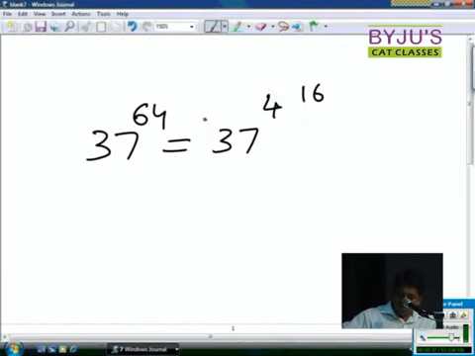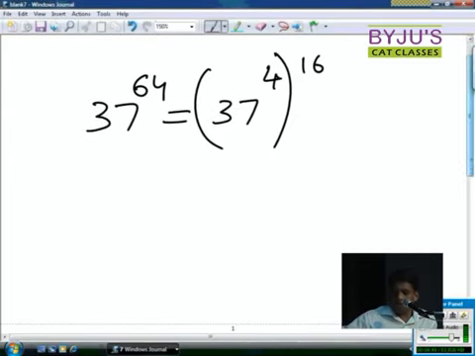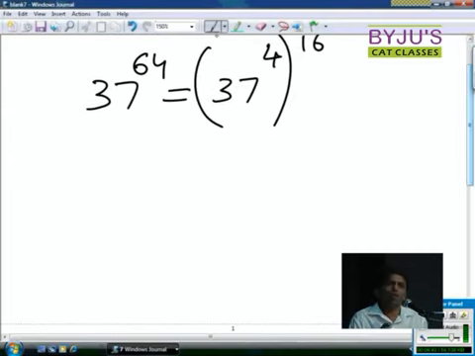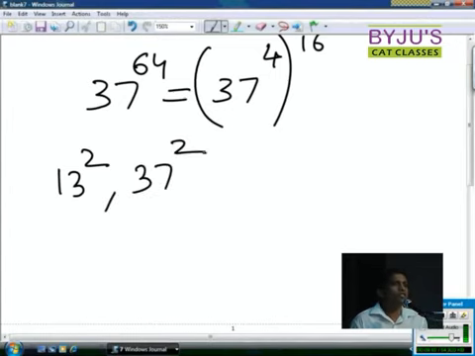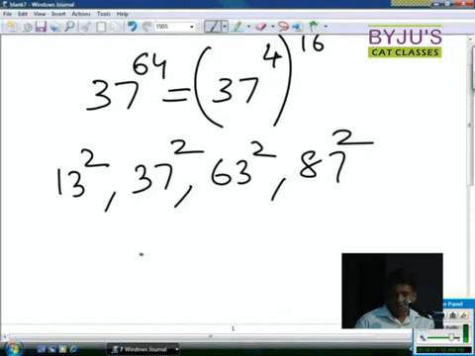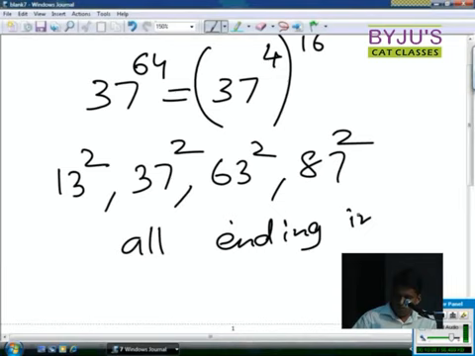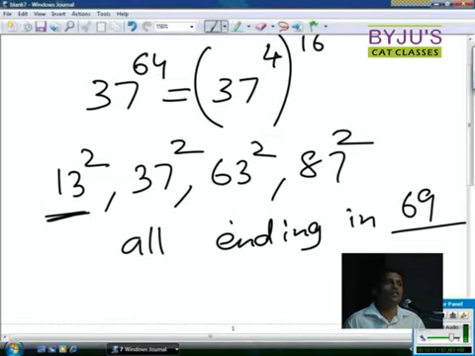Right? What is that method? 37 square. So by using squares, this is one application. If you know squares of numbers up to 100, that's enough. Not more than that. Why? The reason is, I can write it this way. 13 square, this is another pattern, but again, very easy to relate to. 37 square, 63 square, and 87 square, all will end with 13 square. 69 is the last two digits of 13 square.